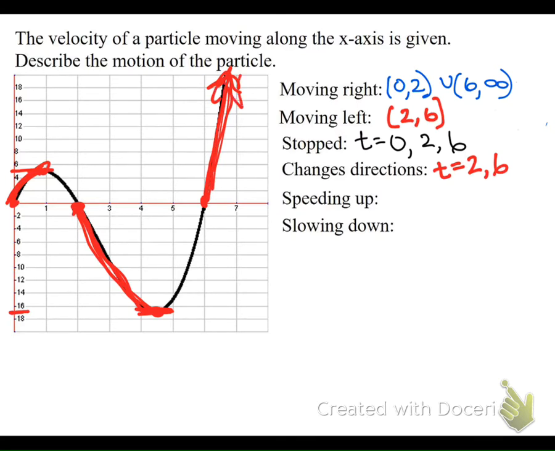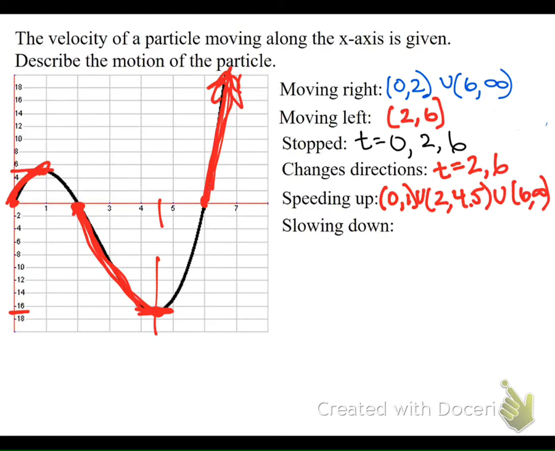So my answers for when is the particle speeding up? It's from 0 to 1. Also from 2 to whatever you think this is, maybe 4.5. And from 6 to infinity.